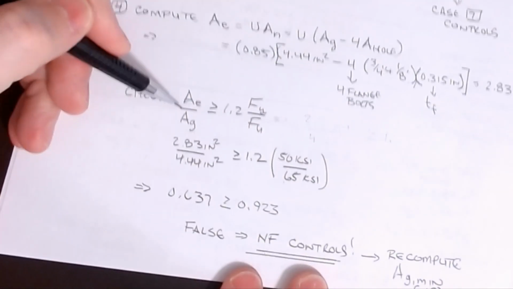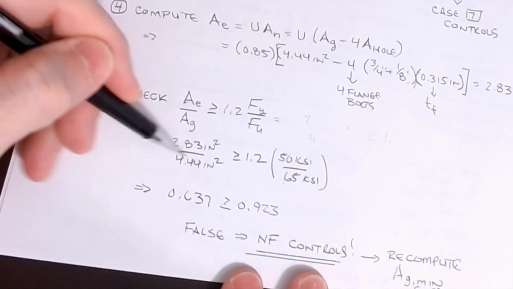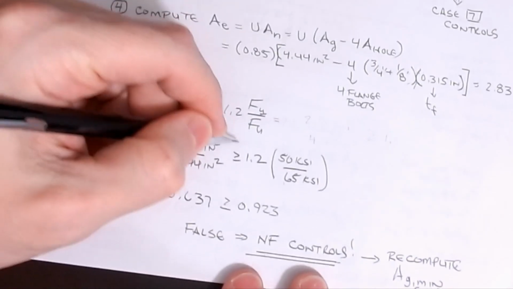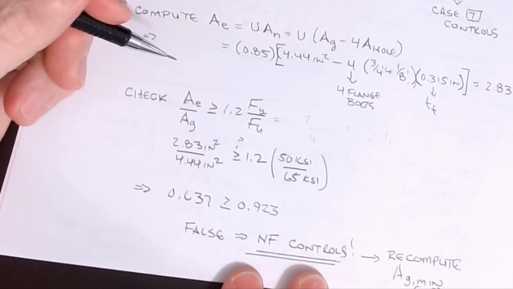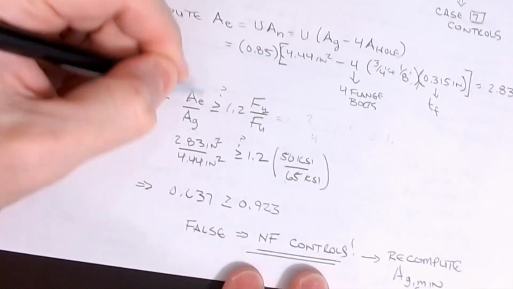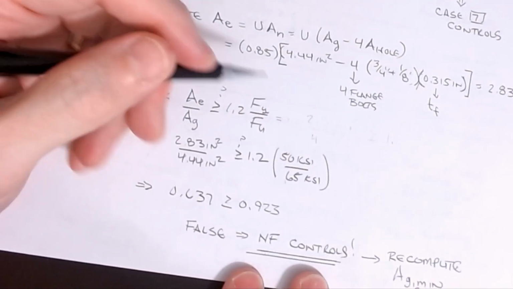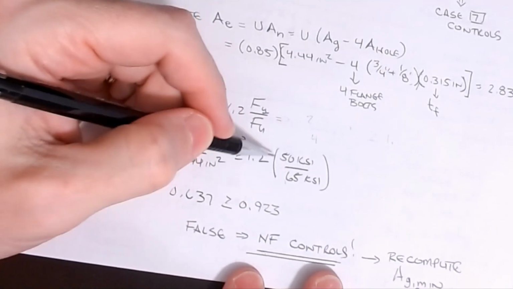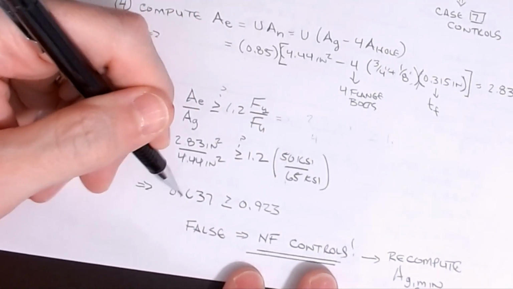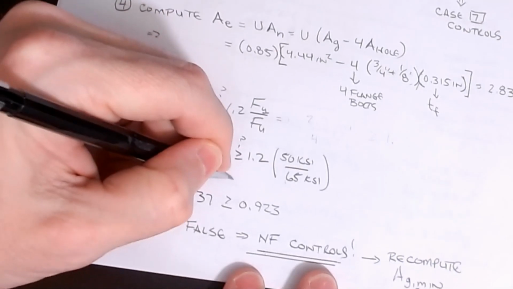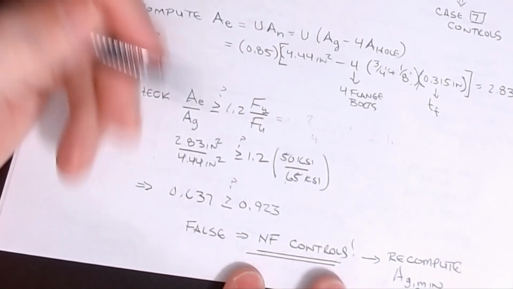Now I can do that check of 2.83 over 4.44. Is that greater than 1.2 times 50 divided by 65? Again, that's our check. If it's greater, gross yielding controls. If it's less, net fracture controls. I have 0.637. Is that greater than 0.923? And the answer is false.